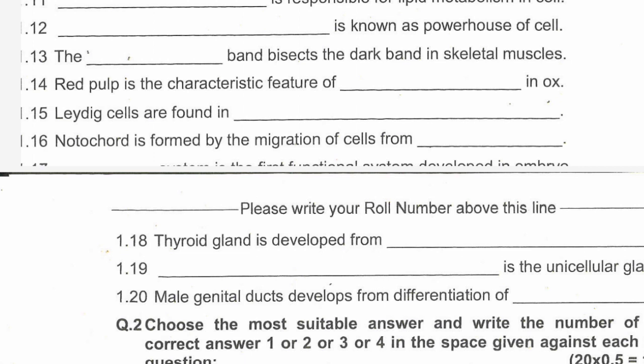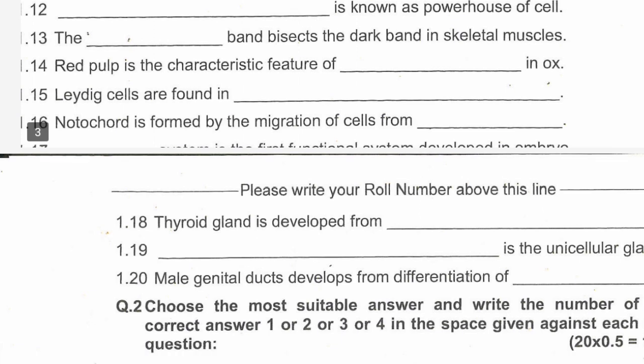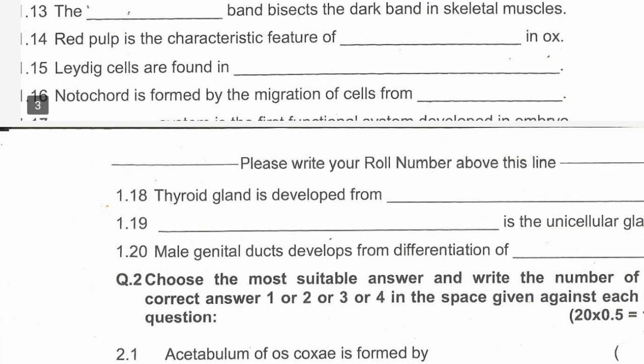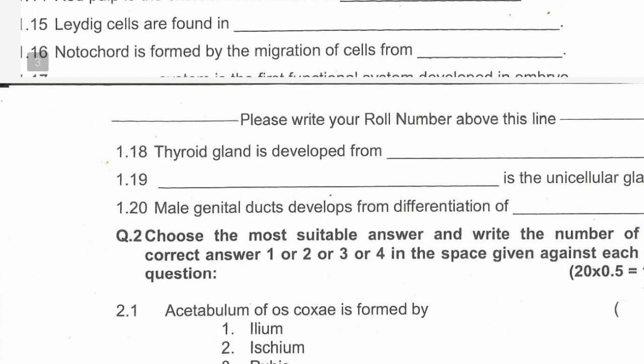Then for question 17, the question is not available with us, so sorry for this guys, so we have to move on to the next question. Question number 18, thyroid gland is developed from. So the thyroid gland develops from the endoderm. So the answer is endoderm.